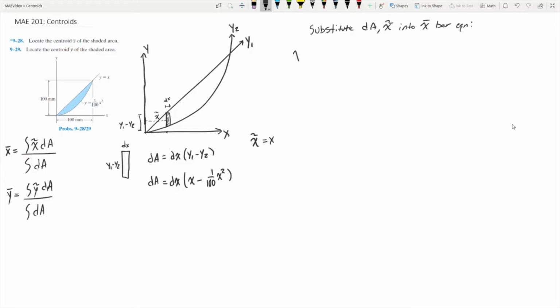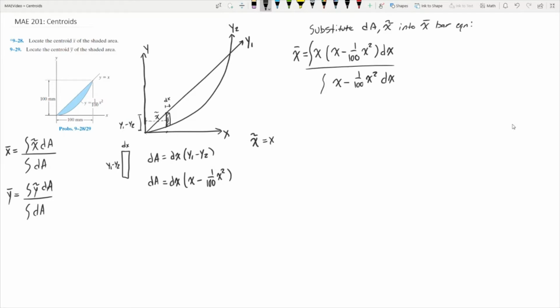Okay, so if we go ahead and do that, we're going to have x bar equal to the integral of x times (x minus 1/100 x squared) dx, all divided by the integral of (x minus 1/100 x squared) dx.